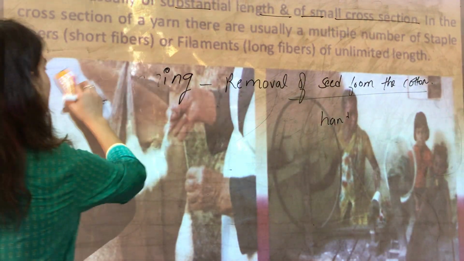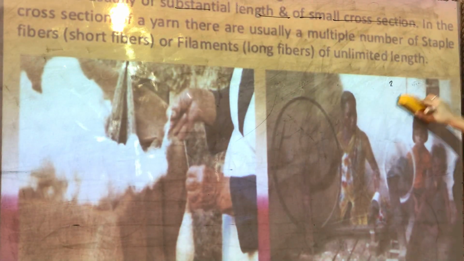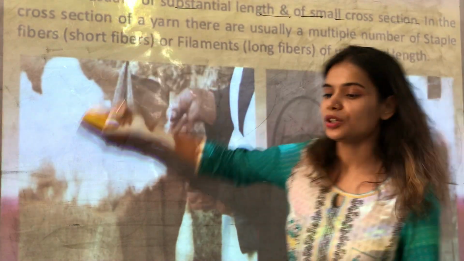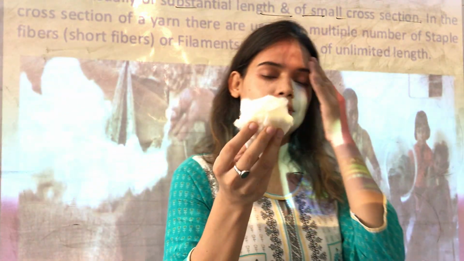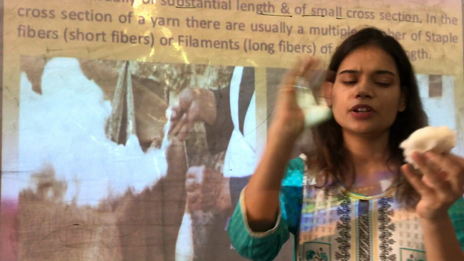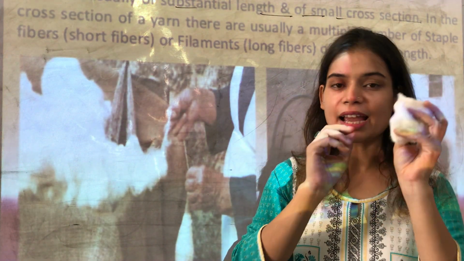Now the other process is spinning. Once we have removed the dirt and the seed, the next step is to spin it, to convert it into yarns. For example, I have this cotton ball. It is free from dirt, free from seed. So what I will do is, can you do this? This is the activity that I am giving you.